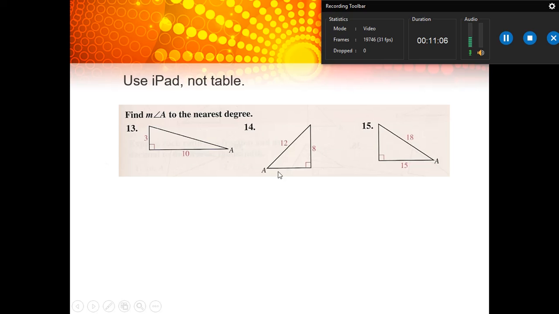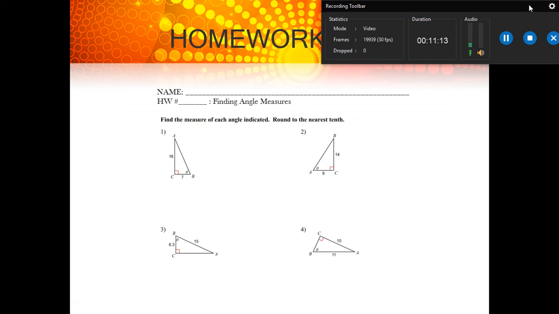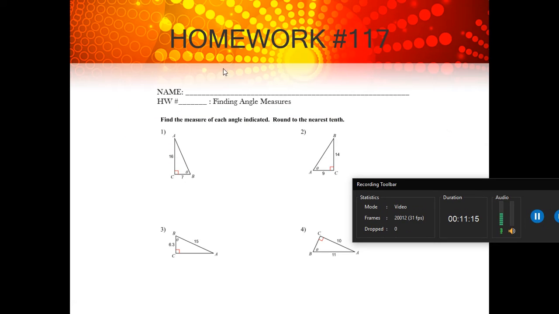We're going to skip 13, 14, and 15. We did 4 examples like this already, so I feel that you have a good handle on it. This will be homework number 117. It says finding angle measures at the top. This is a 2-sided worksheet, so make sure you do the back side.